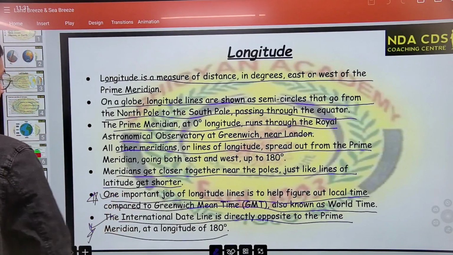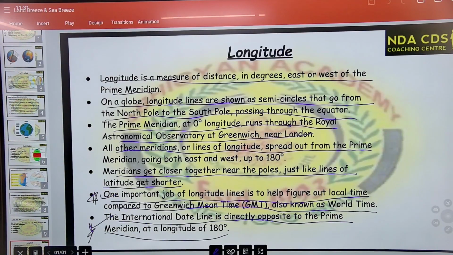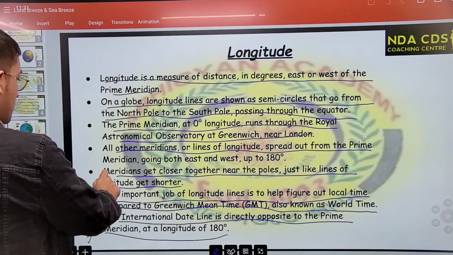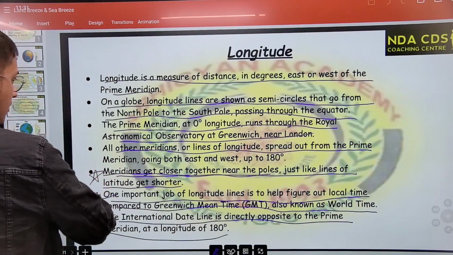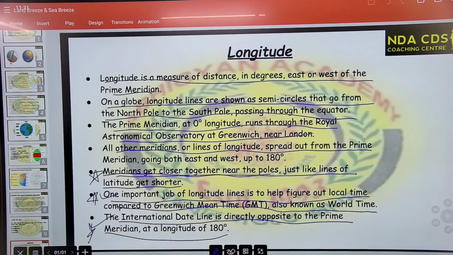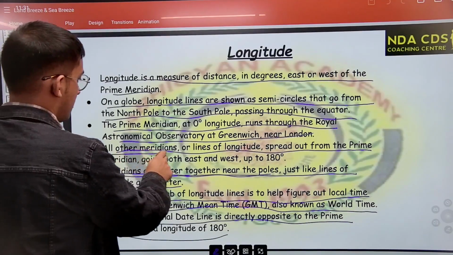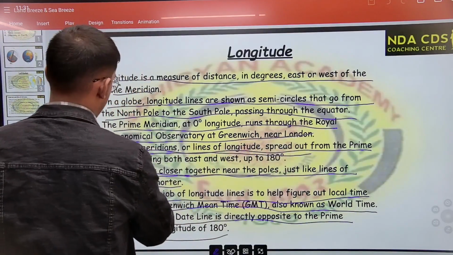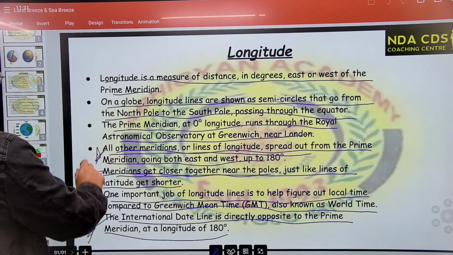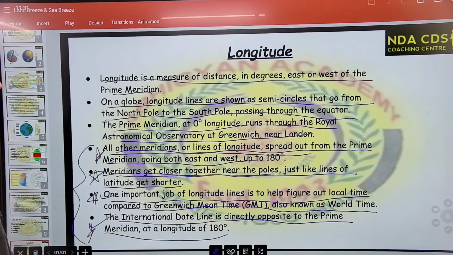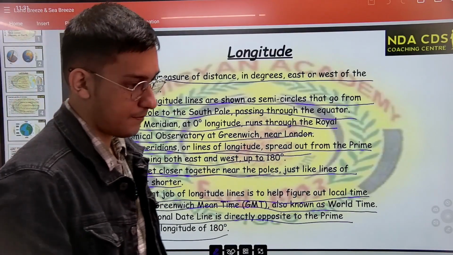Longitude helps figure out GMT. Meridians get close together near the poles, and all other meridians or lines of longitude spread out from the prime meridian, going both east and west up to 180 degrees. So these are a few of the important points of longitude. You can write down these points.